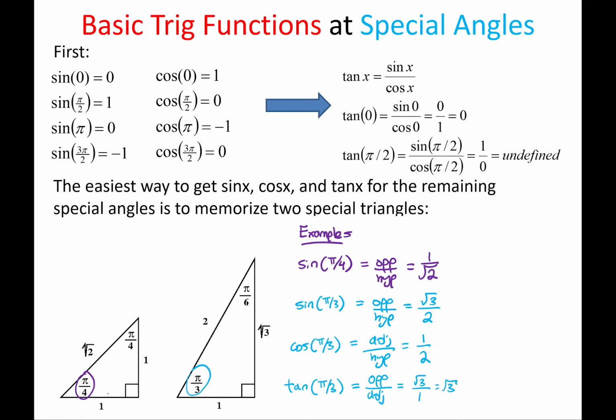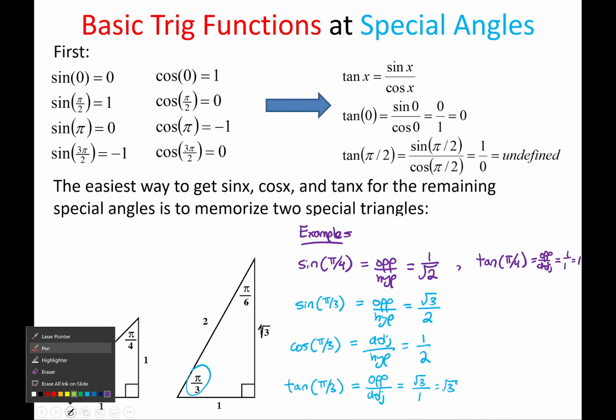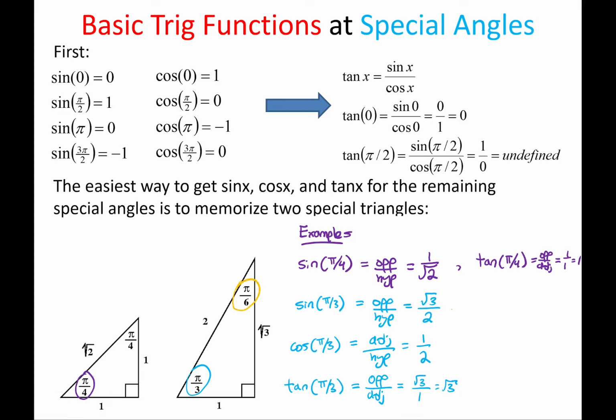And I should throw in a tan of pi over 4. So opposite over adjacent, which is 1 over 1, which is 1. So tan of pi over 4 is 1. Okay, and then I'll pick on the pi over 6 and do a few of those. Tan of pi over 6, opposite over adjacent, so 1 over root 3. Okay, and then one more. Maybe I'll just do 2 more.